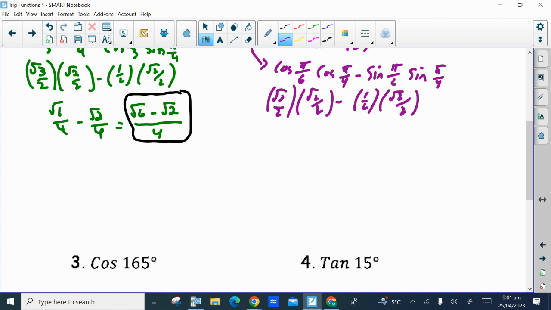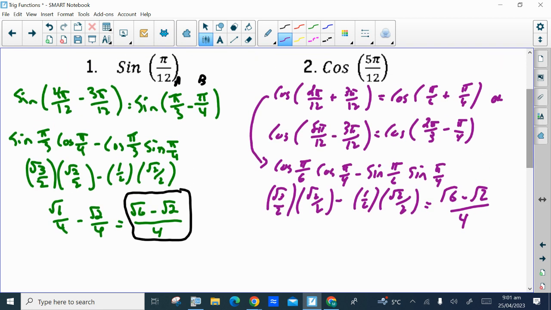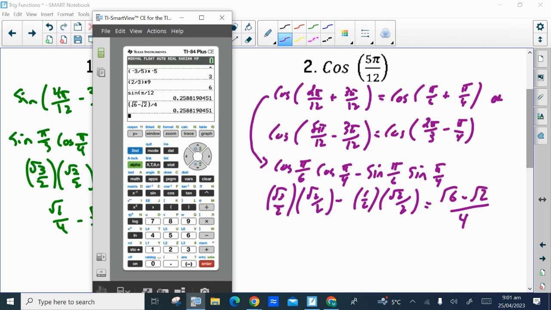So it just so happens we get the same expression as we did on the previous one. Root 3 over 2 times root 2 over 2 minus 1/2 times root 2 over 2. So it's going to be the same answer, root 6 minus root 2 all over 4. And so we know what the decimal should be in our calculator. We've got it in there already. So when we do the cosine of 5 pi on 12, we should get the same decimal. And we do.